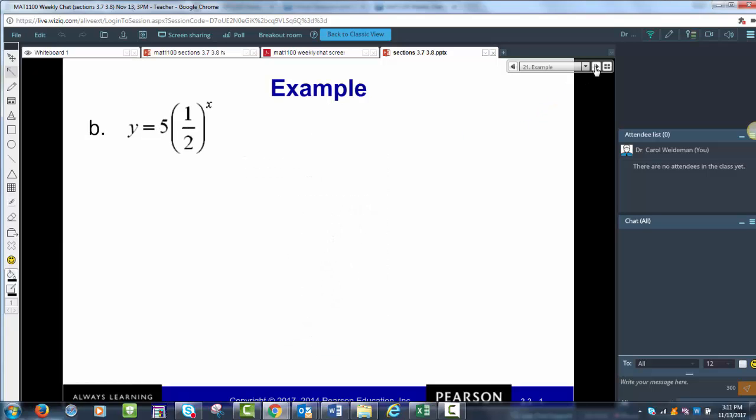So y equals 5 times 1/2 to the x power. Okay, so this one's going to be what? A decreasing function, right? Because that b value, that base there, is less than 1. So this is decay. We started at a value of 5. The multiplier here is 1/2, or 0.5. The rate of change is a decrease each time period of 50%. And some points on the graph are going to be what? When x is 0, y is 5. And when x is 1, y is, I'm sorry, not 5.5, 5 halves.